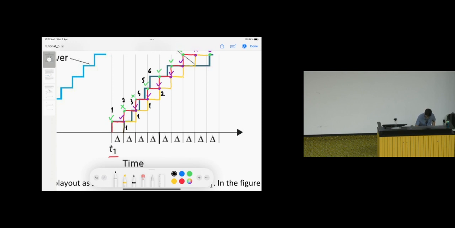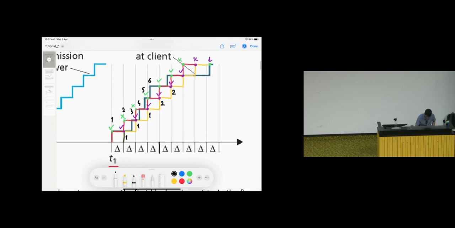At T1 plus 5 delta, I played 1 frame, but I also received another frame, so I also have 2 here. For the next one, let's count how many we received. We received 7 frames so far, and we played 6 frames so far. So I have just 1 in the buffer. And for the last one, I don't have anything in the buffer. I cannot even play it in time. So at most, the largest number I have is 2.